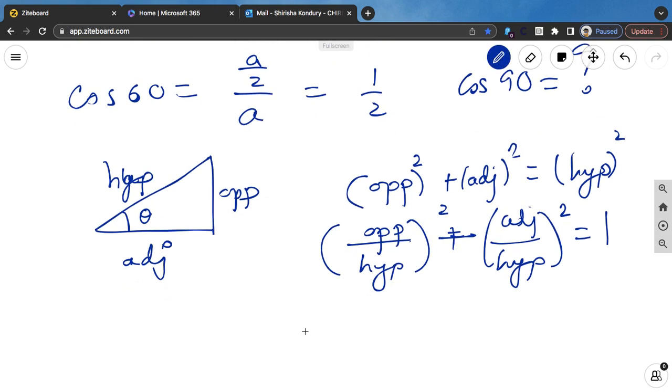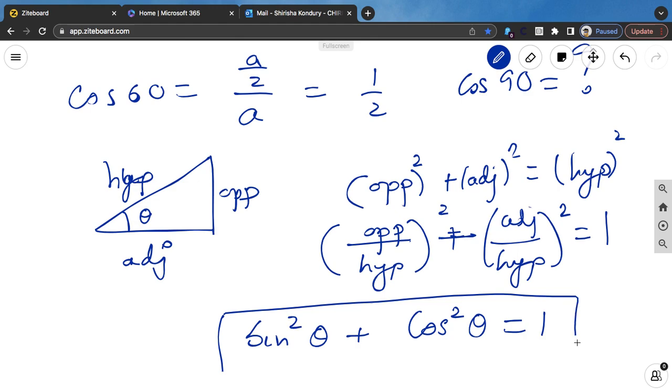But what is opposite upon hypotenuse? Well, it is sine of theta. And what is adjacent upon hypotenuse? Well, it's cos of theta. That means in every right angle triangle, if I define angle theta, sine square theta plus cos square theta should always be equal to 1.